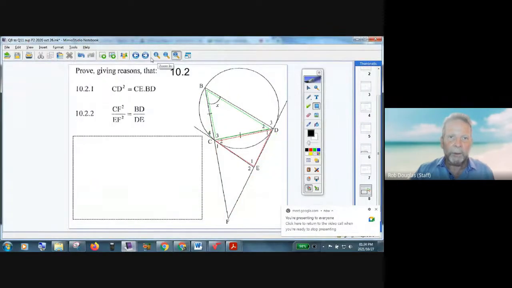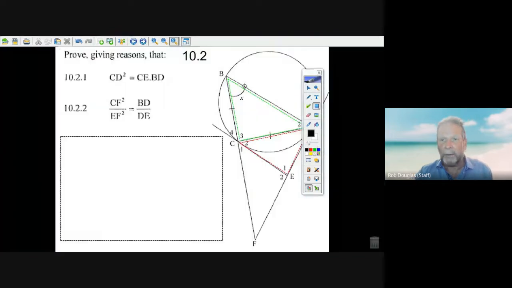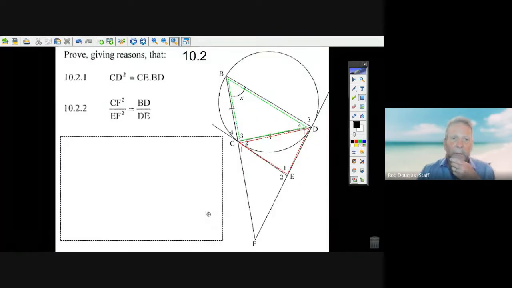Okay, this is question 10.2 of this 2020 SUP exam. And let's just get started. Okay, here, the last question we have to do. They want us to prove that CD squared equals CE over BD.